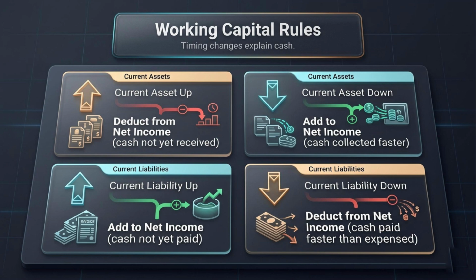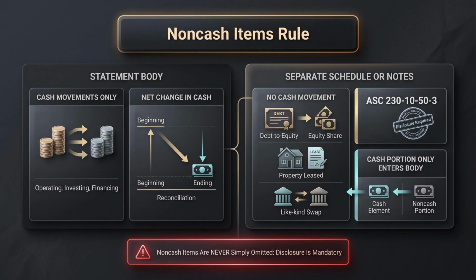These four rules look small, but they are powerful. They appear again and again in cash flow questions. Increases in assets and decreases in liabilities generally use cash. That sentence alone can save many exam marks. Now remember the non-cash item rule. The statement body is for cash movements only.